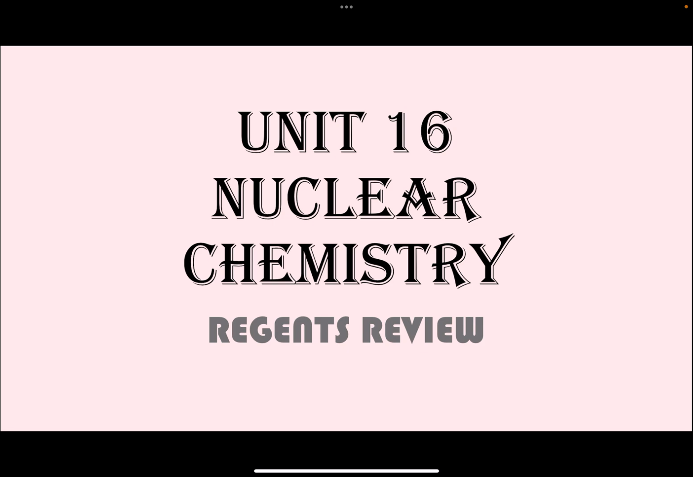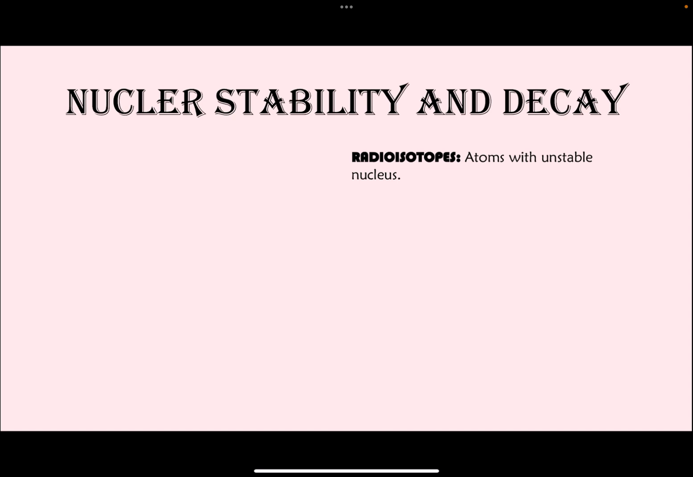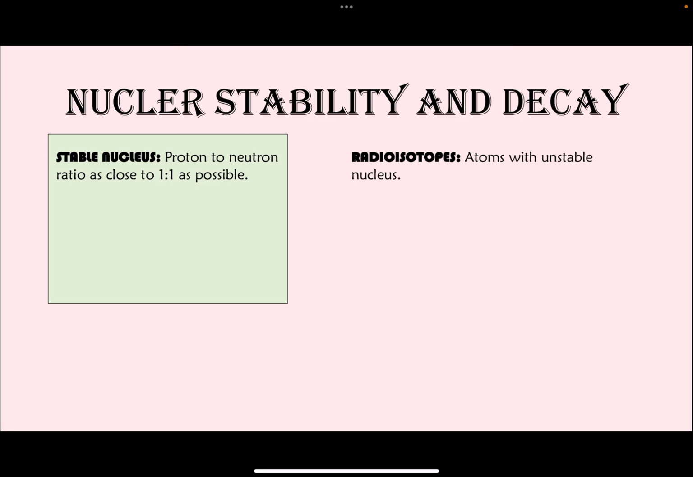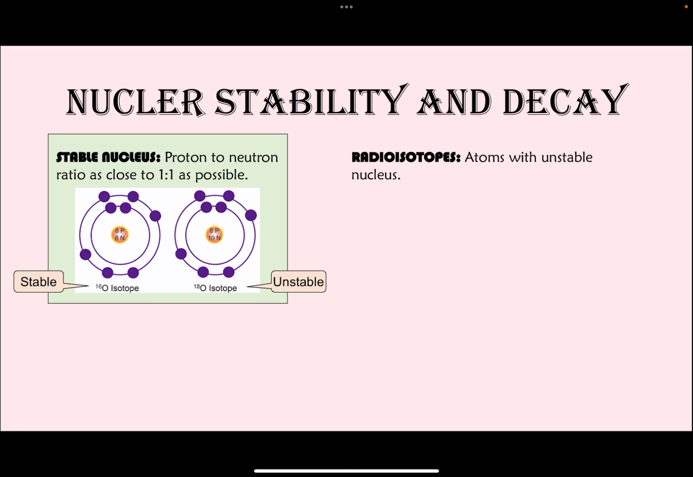In this video, we're going to talk about nuclear chemistry. So nuclear chemistry, let's start with the very basic idea that nuclear chemistry revolves around, and that is the stability of the nucleus. So when we say that a nucleus is stable, we are referring to the proton to neutron ratio in that nucleus. So in a stable nucleus, we want that ratio to be as close to 1 as possible.